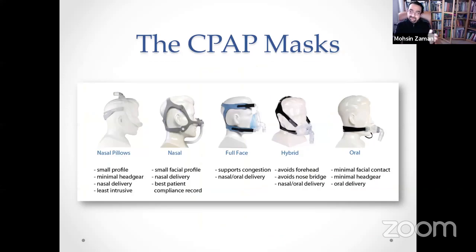There are different kinds of masks for CPAP that are used. And as you can see, there are nasal pillows. There's a nasal mask, which sits just on the nose. There's a full face mask. There's a hybrid, which covers the mouth and the lower bit of the nose. And of course, there's one which covers the mouth for those who breathe through their mouth.